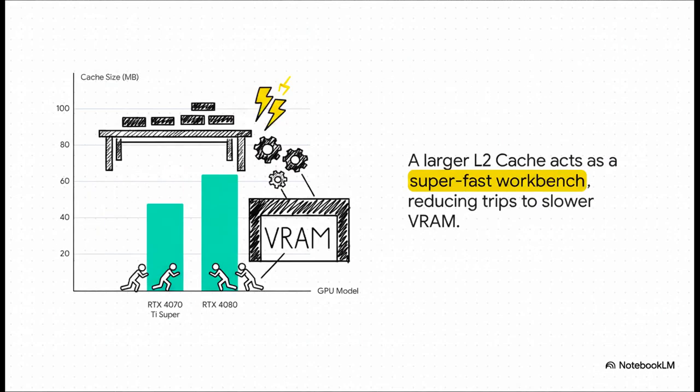And that brings us to the L2 cache. To complete our little analogy, think of the cache as a super fast workbench right next to each group of workers.